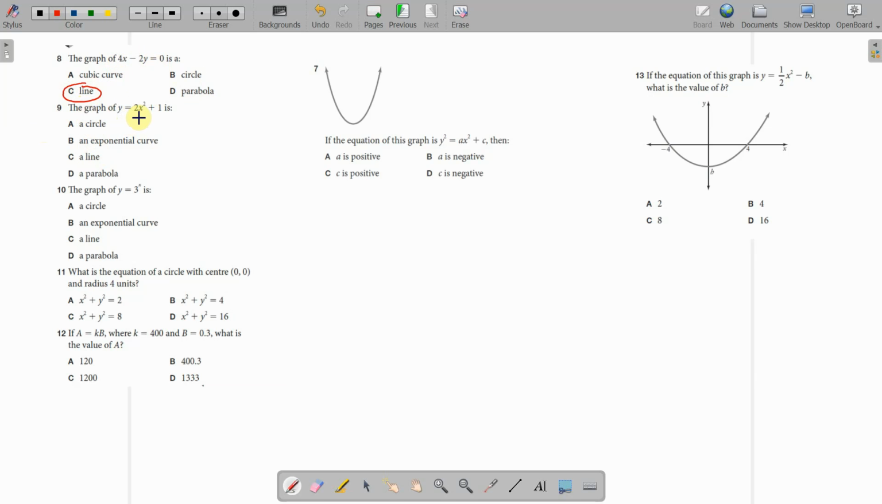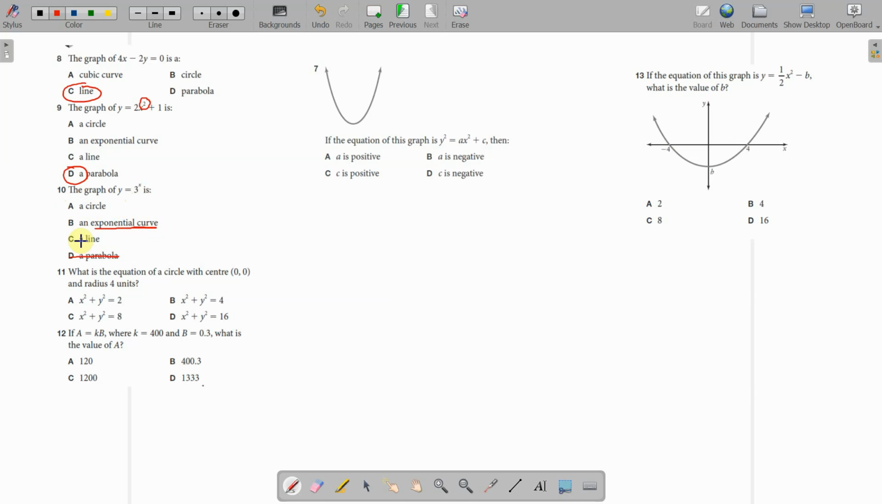The graph of y equals 2x squared plus 1 is, well, with that little bit here, x squared is a parabola. Any x squared is a parabola. Every time. The graph of y equals 3 to the x, well, this is not x squared, so it's not a parabola. So this is 3 to the x, so the power is x. Now when the power is x, it's an exponential curve.